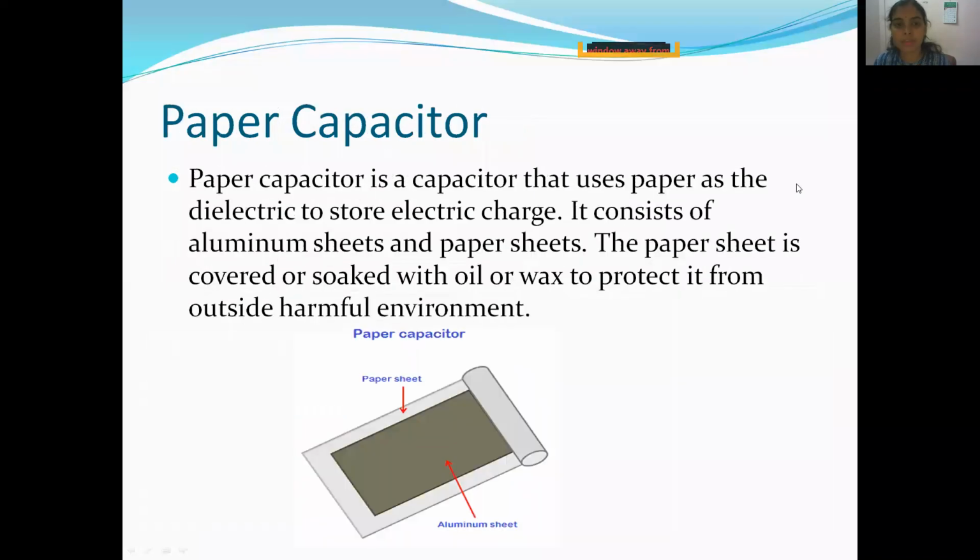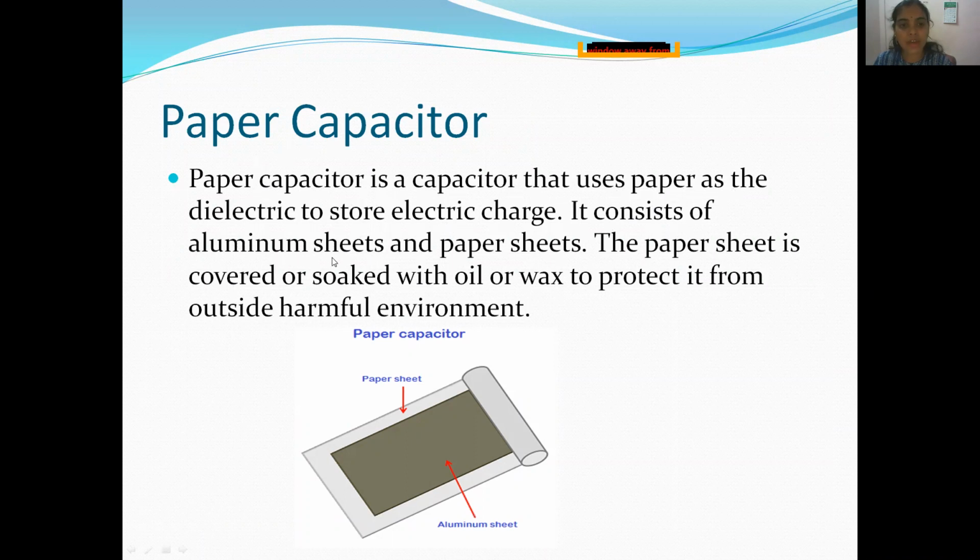Next is a paper capacitor. A paper capacitor is a capacitor that uses paper as the dielectric to store the electric charge. Here in a paper capacitor, we use the paper as the dielectric to store the electric charge.